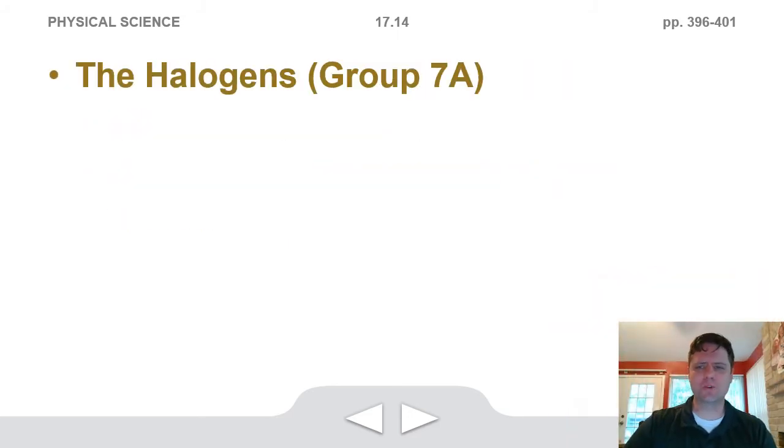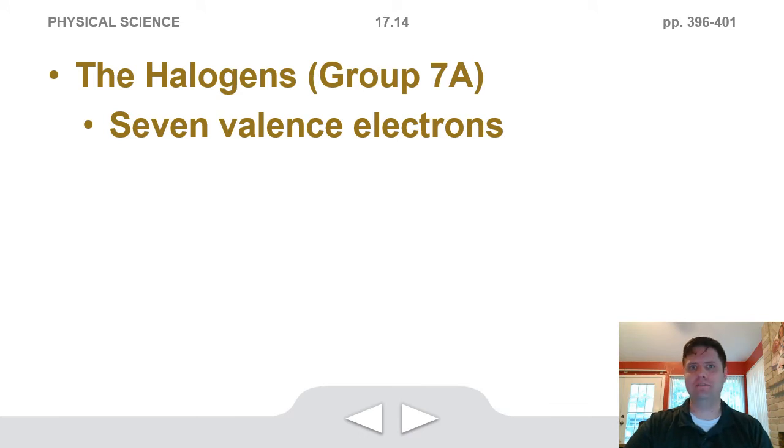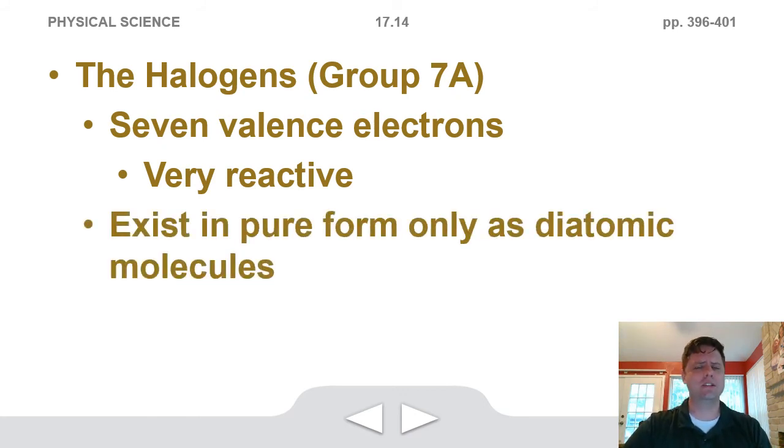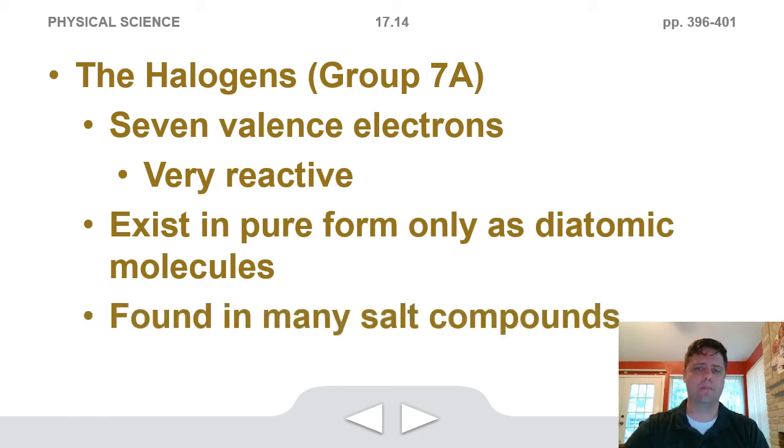So we have the halogens, group 7A. These all have 7 valence electrons, following the pattern. They're very reactive. They want to receive or find a way to find a full shell of 8. You'll learn later on in chemistry class that the octet rule says that everything wants to get up to the number of 8. So when they have 7 valence electrons, they would love to grab one more electron to make a full outer shell of 8. These are very reactive. They exist in pure form only as diatomic molecules, and they're found in many salt compounds. So this is chlorine and fluorine and bromine and iodine.